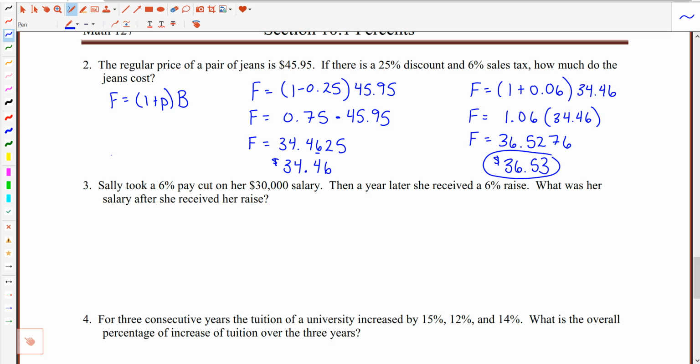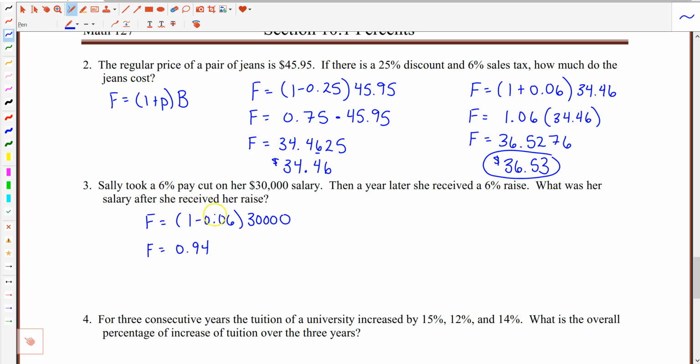Okay, so here's where we have to be very careful what the percents are applying to. At this point in time, when she gets the 6%, she's going to get the 6% based upon what she was making at that point in time, not some salary that she had way long ago. So again, using this formula, if I were to take the 6% pay cut, then the final amount is going to be 1 minus 0.06 times my 30,000. I subtracted here because this is a percent decrease in this case.